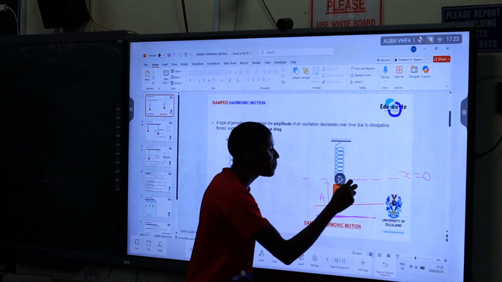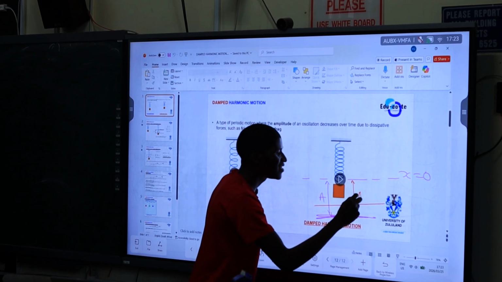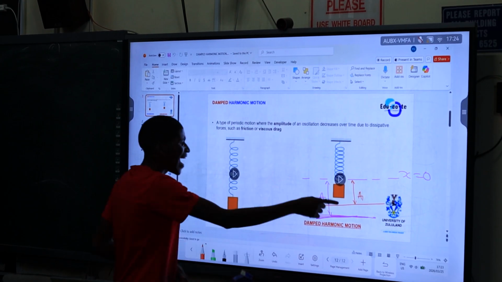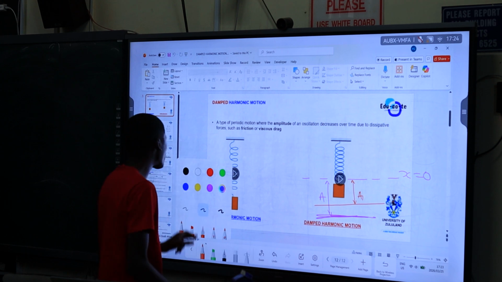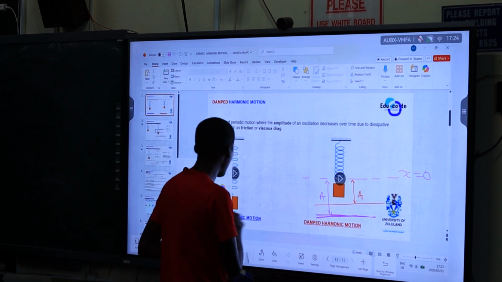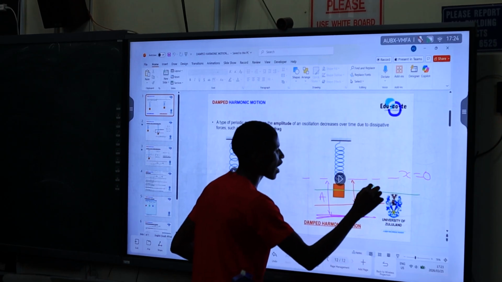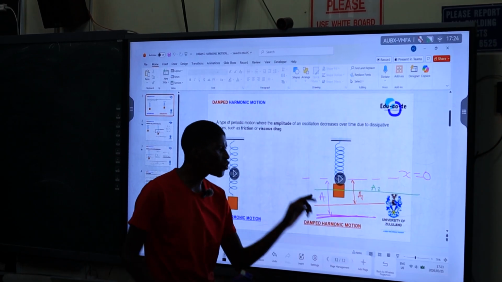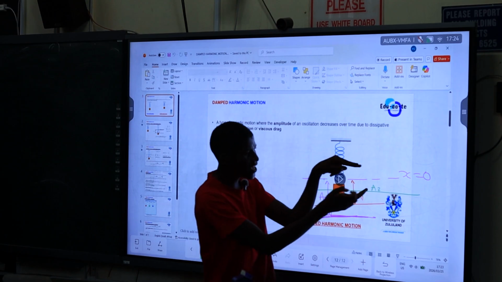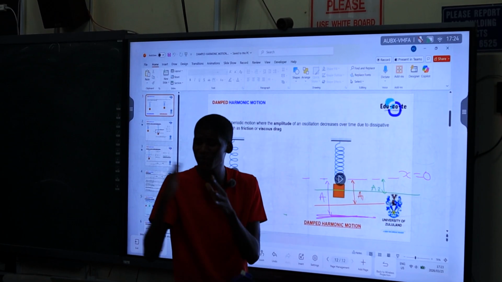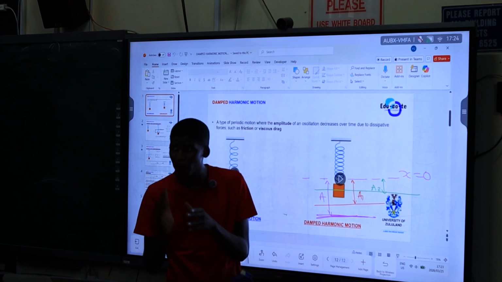So its new amplitude keeps on decreasing. Let's just call it A1. When it oscillates again, it will not return to this amplitude. Maybe it will return here. Your block will only return here. Now A2. So your amplitude is decreasing from here to there. And your amplitude is the maximum displacement from the equilibrium position.